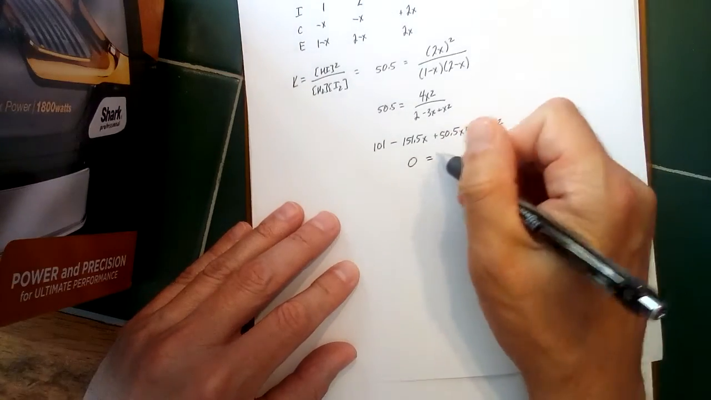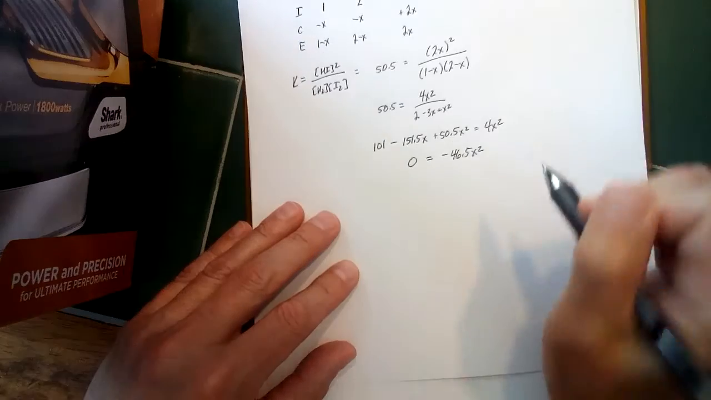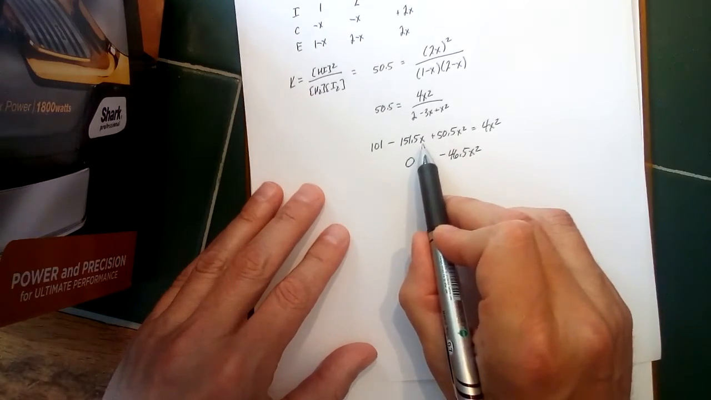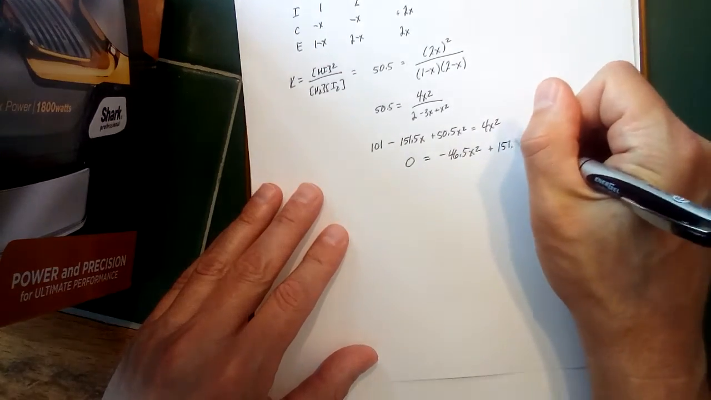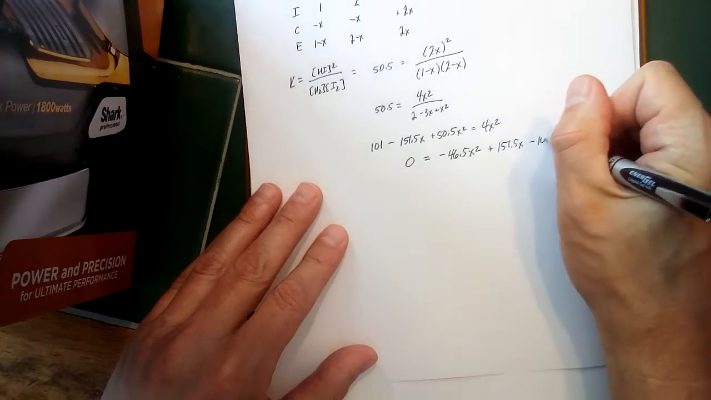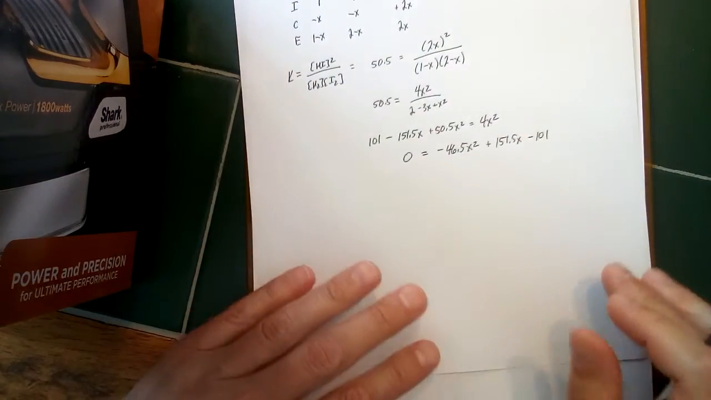So if I subtract 50.5x squared from each side, I'll have 0. And then over here, this would be minus 46.5 times x squared. Add 151.5 times x to each side, so plus 151.5x. And then I'm going to subtract 101 from each side as well.